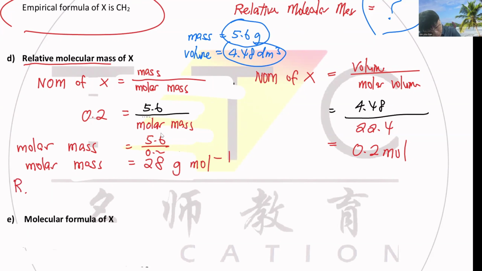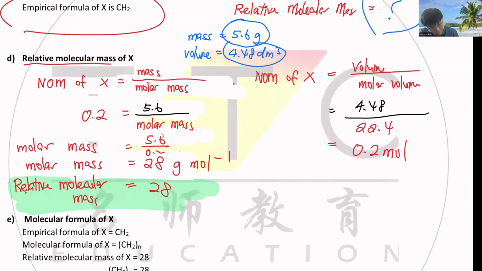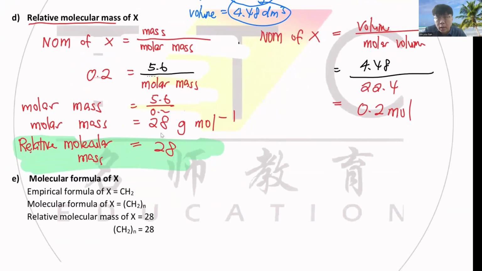Then relative molecular mass equals to 28. So this is my final conclusion: relative molecular mass is equal to 28. Then you can continue your calculation. The empirical formula is CH2, the molecular formula is CH2 bracket n, then this CH2 bracket n equals to 28. Then you calculate the mass, and n equals to how much.